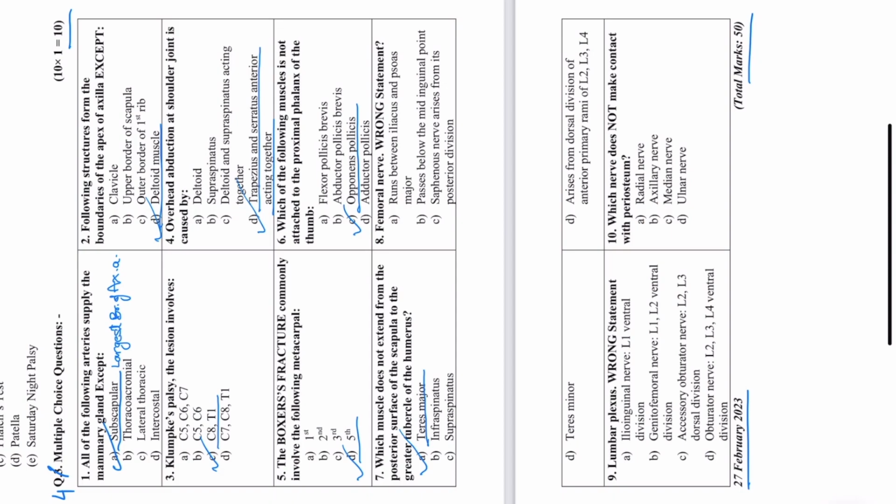Question number 8 regarding the femoral nerve. You have to find the wrong statement regarding the femoral nerve. First is that it runs between iliacus and psoas major, passes below the mid-inguinal point. Saphenous nerve arises from its posterior division. It arises from the dorsal division of the anterior primary rami of L2, L3, L4.